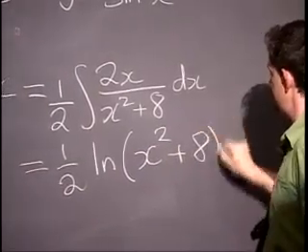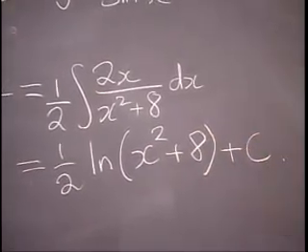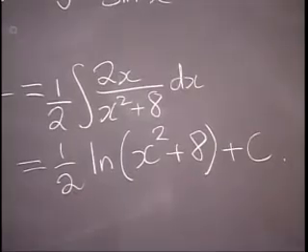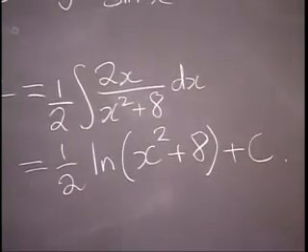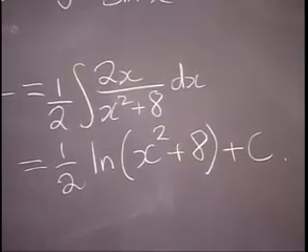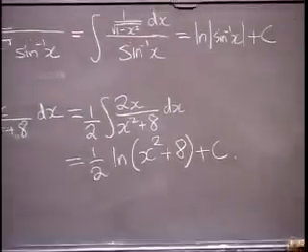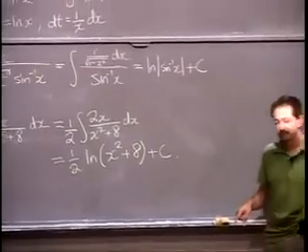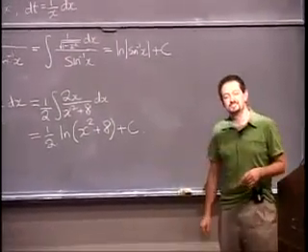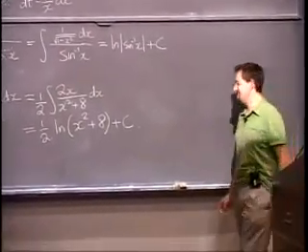Half log of x squared plus 8 plus a constant. Anyone tell me why I left out the absolute value signs? X squared plus 8 is always positive. You don't need the absolute value signs. It's not wrong to put them in, but it's more stylish to leave them out.